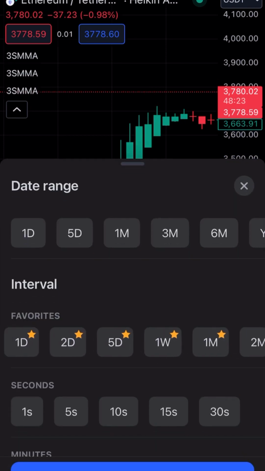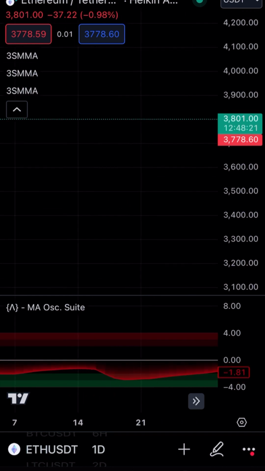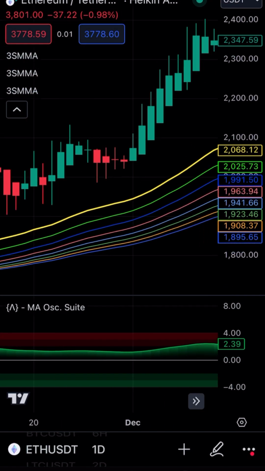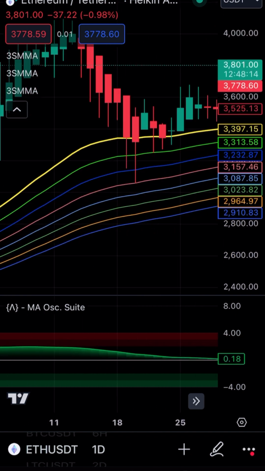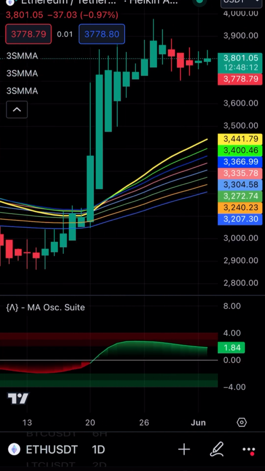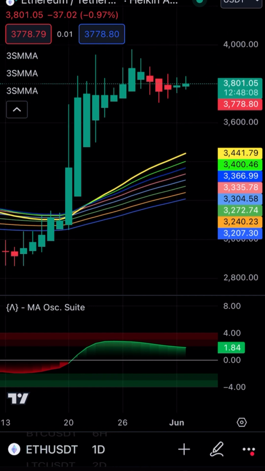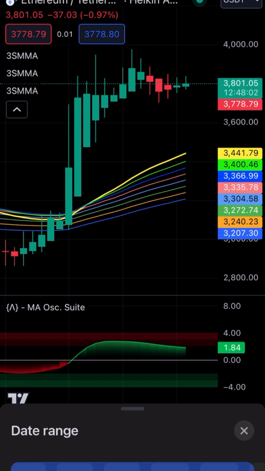You identify the overall direction by looking at the day. And then if the signal is not there on the day, then you go to the 6 hour. If it's not there on the 6 hour, you go to the 4 hour. If it's not there on the 4 hour, you go to the hour.